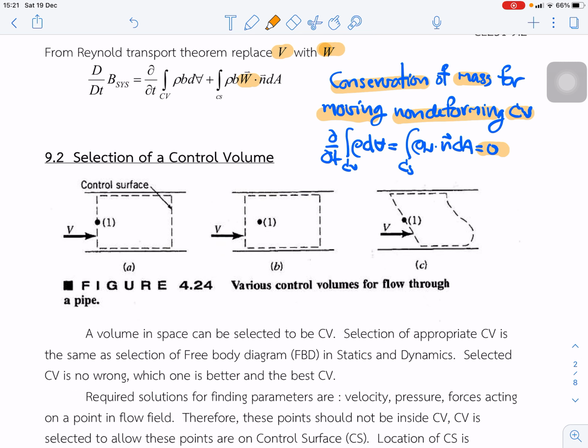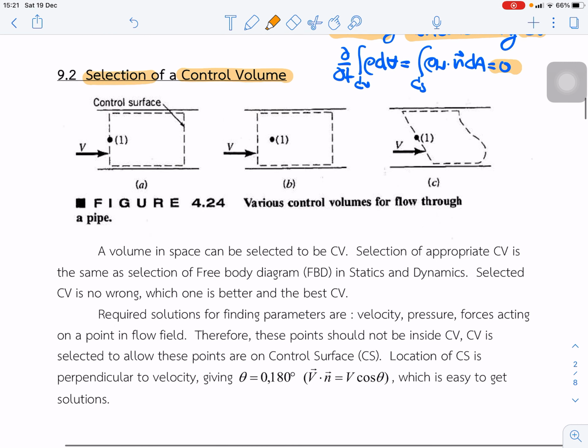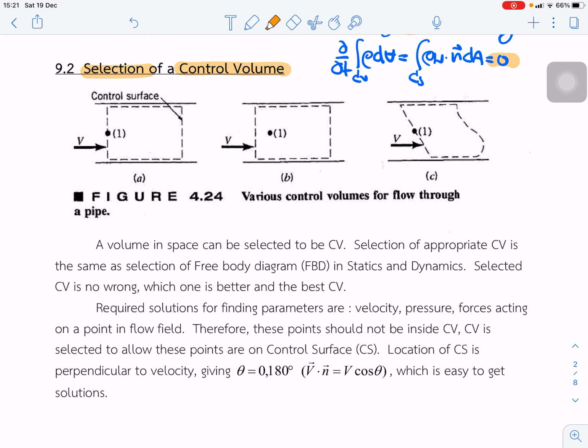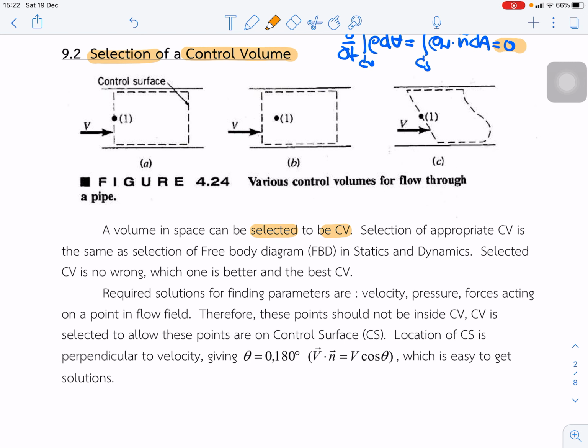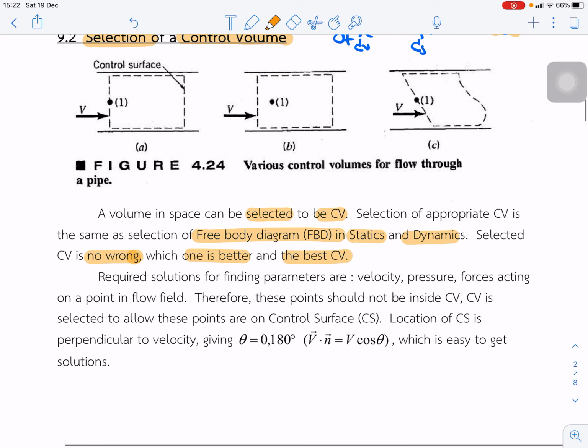The next topic is the selection of the control volume. A volume in space can be selected to be the control volume. Selecting an appropriate CV is the same as selecting the free body diagram in statics and dynamics. So selecting a CV is never wrong, but which one is the better and the best CV?